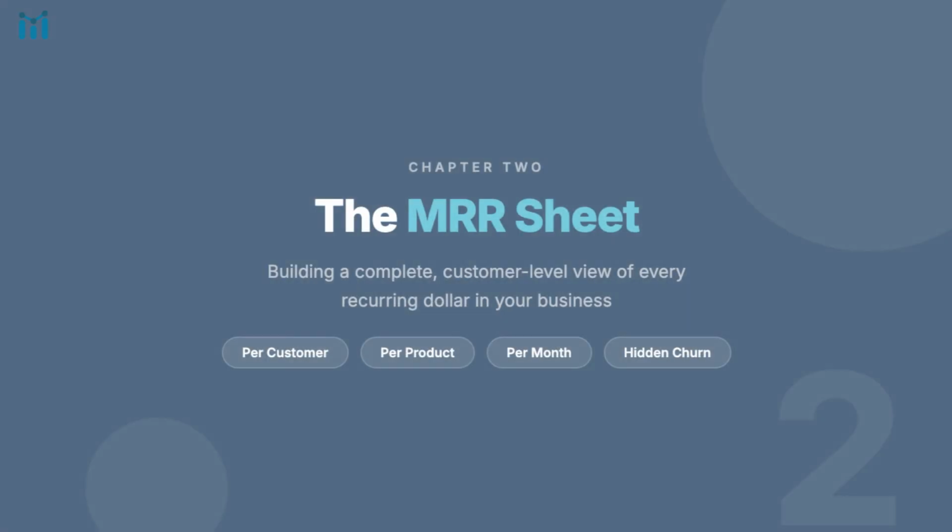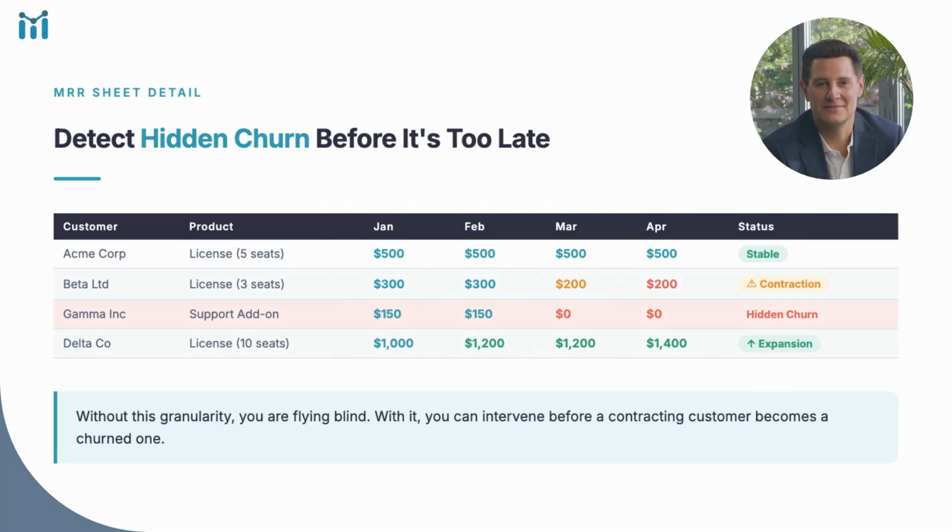Now for Chapter 2, the MRR Sheet. To manage this at scale, you need an MRR sheet. This is not just a summary, it is a total overview of every customer and every recurring product they buy, split out by month. The real value of a granular MRR sheet is the ability to see fluctuations at the product and customer level. Strong companies don't just look at their total MRR, they dive into the details to see exactly which features are driving upgrades and which customer segments are contracting.